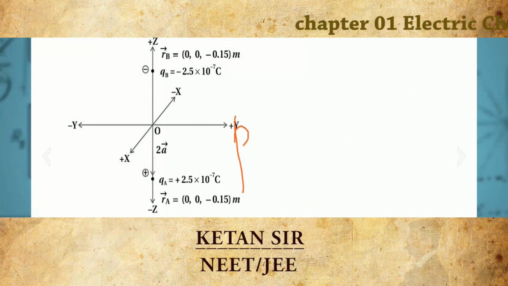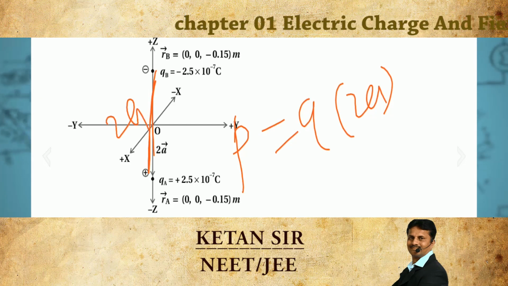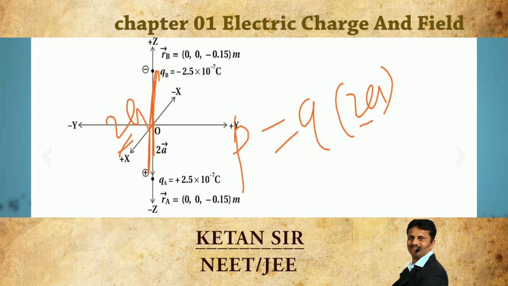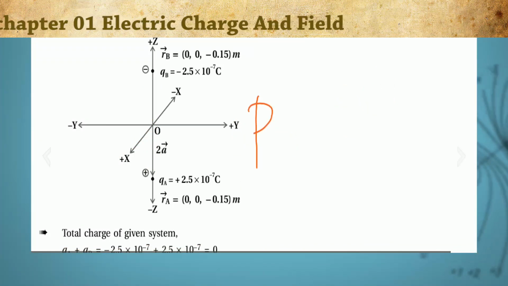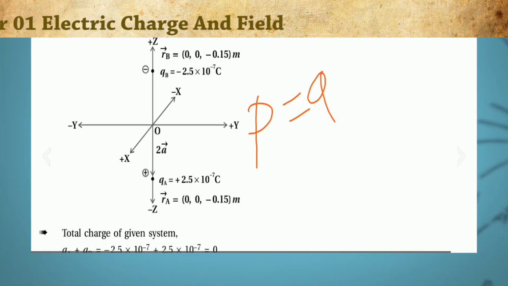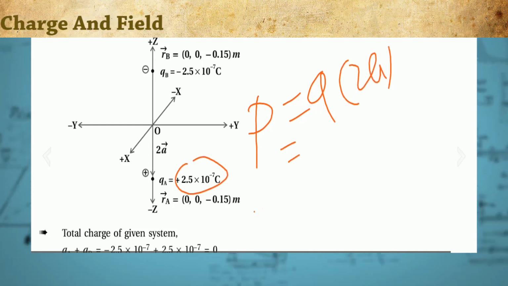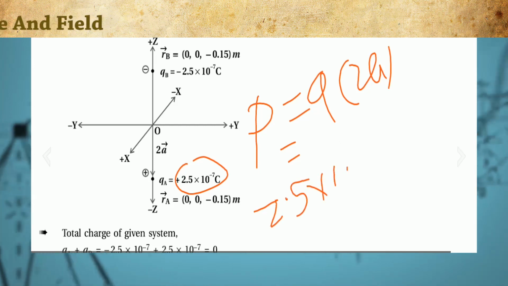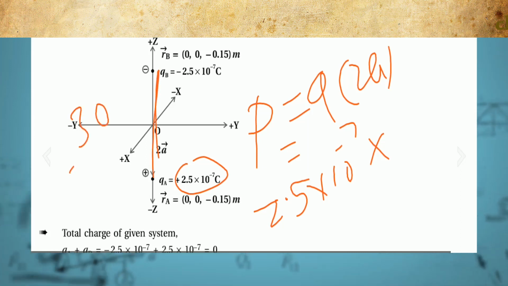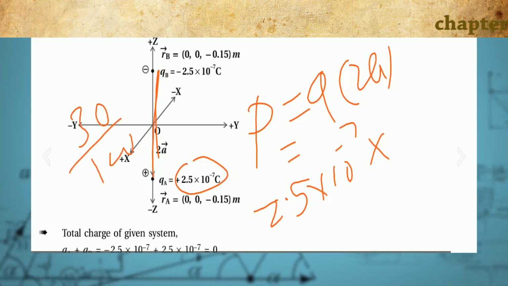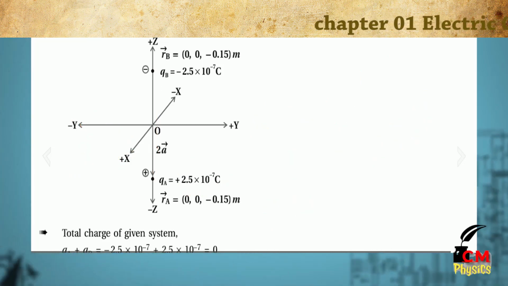Electric dipole moment P is equal to Q into 2A. 2A means the total distance is considered as 2A. Never multiply by 2 again because the total distance is named 2A. The magnitude of Q is 2.5 into 10 raised to minus 7, and the distance between them is 30 centimeter, converted into meter by dividing by 100, that is 0.3. Putting in the simple calculations, you are getting the answer.